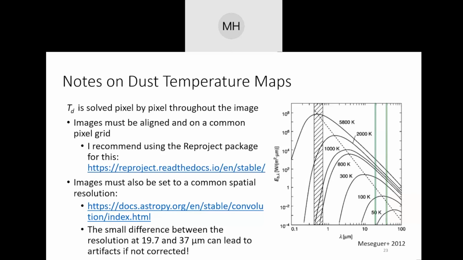The other thing is that images have to be a common spatial resolution. And so to do this, I recommend using the convolution function from AstroPy. It does a really good job of convolving data. And just noting that if you don't correct for this beam size difference, even the slight difference between the 19 and 37 micron filters in SOFIA can lead to some weird edge artifacts.